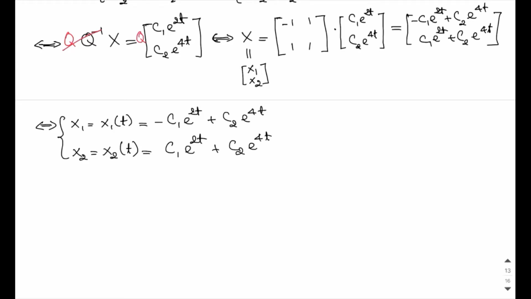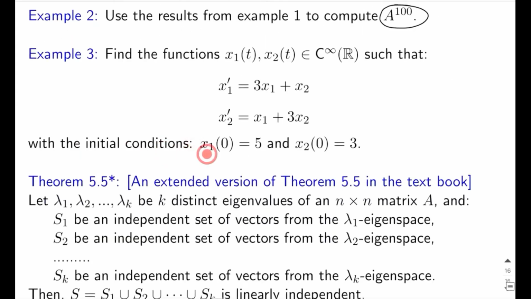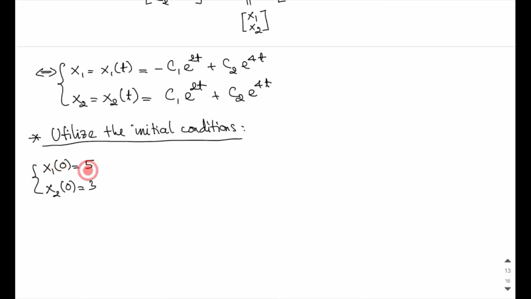All right, so how can we identify the exact function for x1 and x2, because we still have arbitrary constants C1 and C2 here? We are going to utilize the initial condition: x1(0) equals 5 and x2(0) equals 3. What this means is that at the beginning, when t is 0, the value for x1 is 5. So if you substitute t being 0, then x1 is 5. And if you substitute 0 for x2, then x2 is going to be 3.